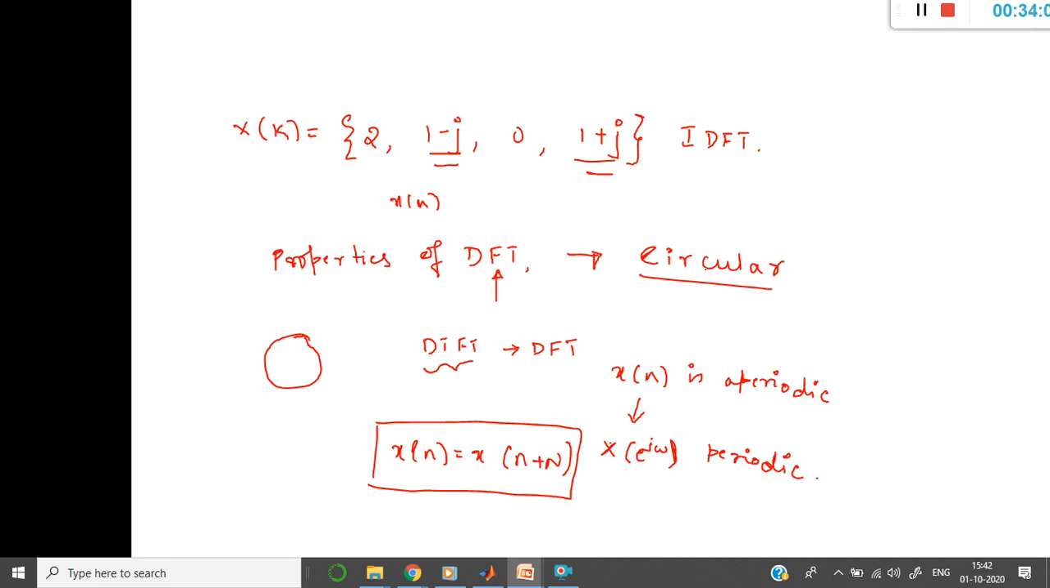So that's where we call them the properties of the DFT. Since the DTFT is a periodic signal, we obtain the DFT from the DTFT. Hence, the DFT must also be a periodic signal. So whatever properties we study, either the linearity property, periodicity property or convolution property, all must be circular in nature.